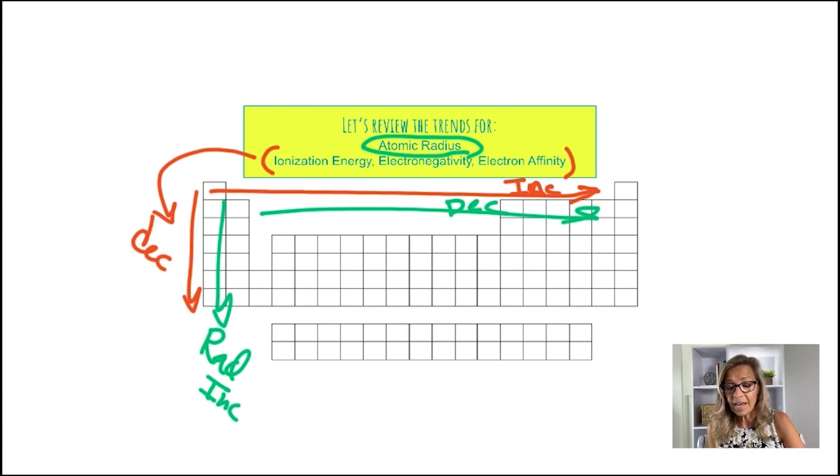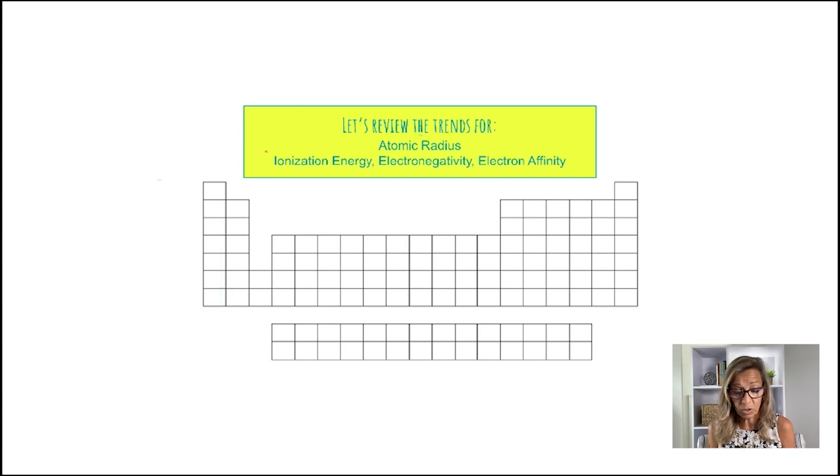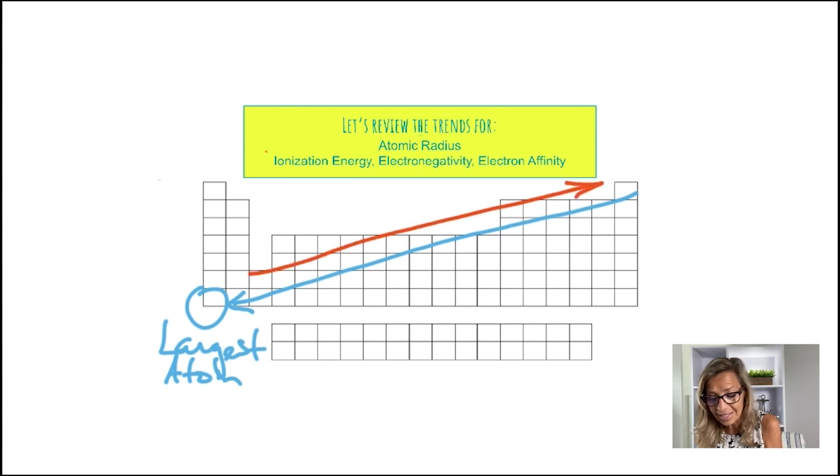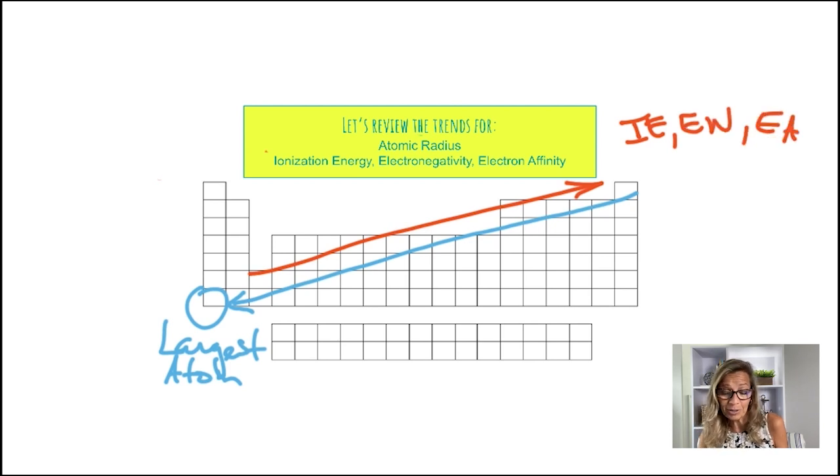So one way that a lot of students choose to memorize this is just to do one big arrow like this, okay? So I like to do radius. This is the largest atom right there, okay? And then the other one is fluorine is the greatest what? This one would be the maximum ionization energy, electronegativity, and electron affinity generally, okay?